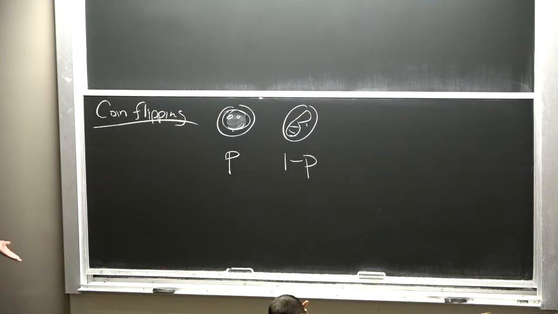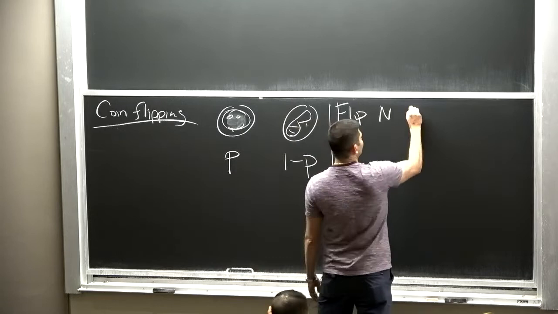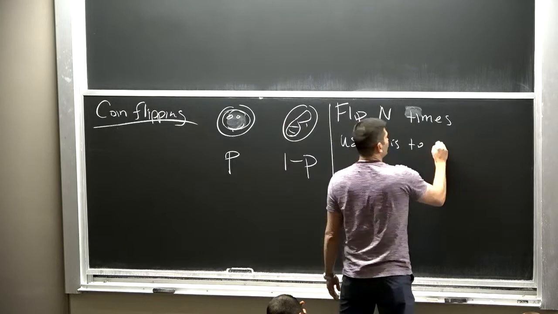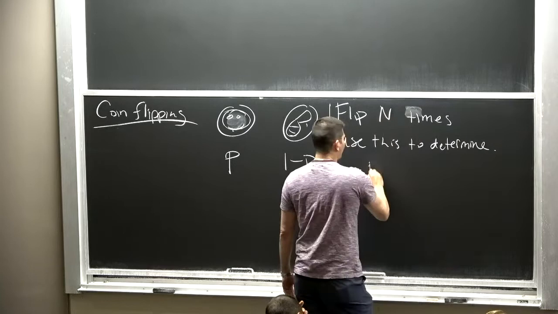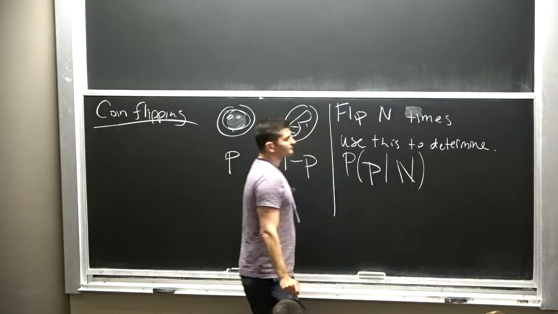So what we are trying to do is flip the coin n times, and we're going to try to figure out what p is. We're going to use this to determine our best guess of what p is. So what we're actually going to get is a probability of p given the data, n flips of our coin.